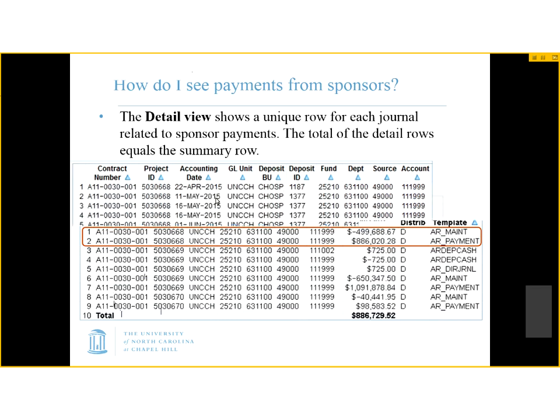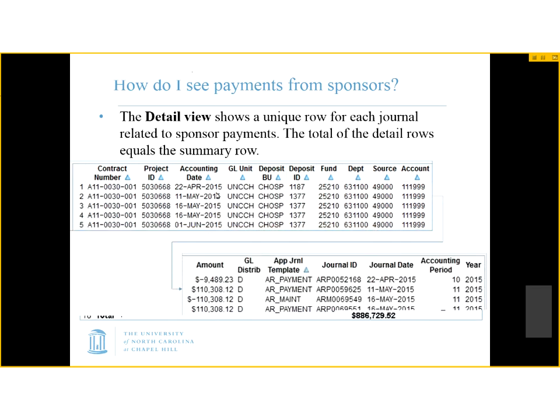And then the detail view will show you each individual journal. The last one gave me one line for a total sum of all the payment journals. This is giving me all the payment journals. So if I look here, payment, payment, payment, it's breaking it out, and the amount of each one. Depending on what I needed to see, I could look at either the summary or the detailed view.